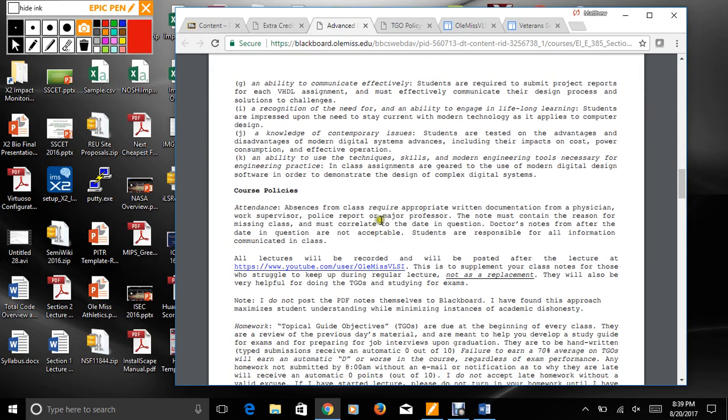So course policies. Absences from class require appropriate written documentation. I cannot emphasize this enough. Attendance in class is really important. I will reward the students who show up to class every day. If you're a student who skips a lot, well, you should not expect to get as good of a grade as a student who shows up. That's just fair to the students who are here.